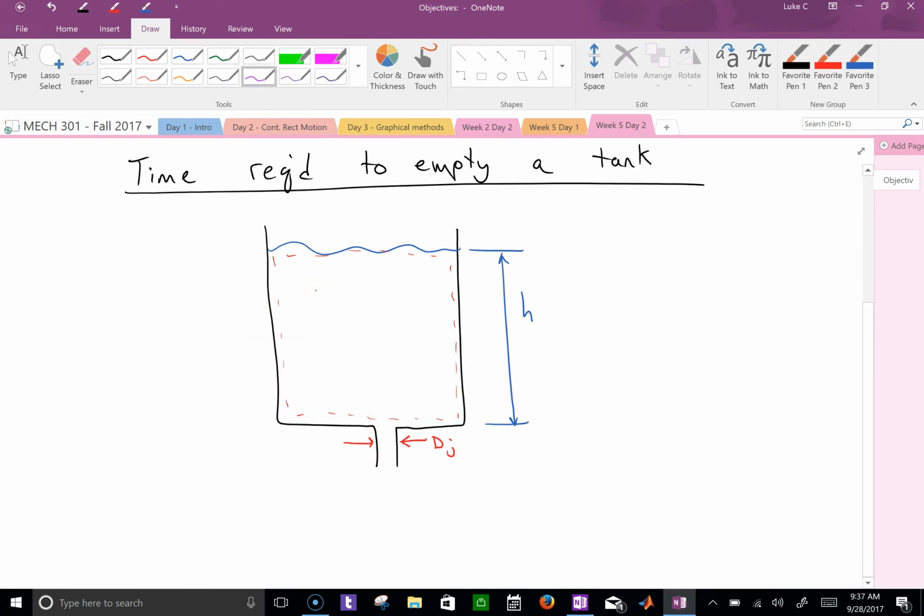Yes, diameter of the jet. Yep. And then this has a diameter dt, diameter of the tank. Jet.